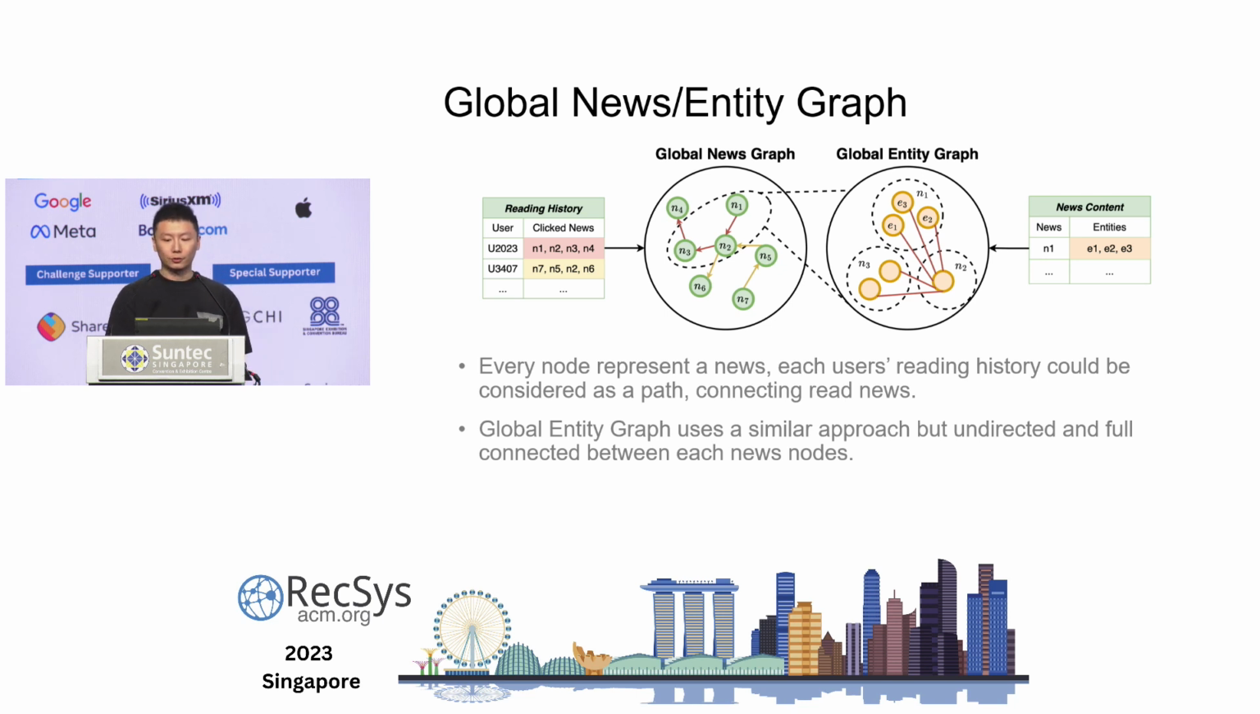In the second part, I will introduce how to construct the global news graph and the global entity graph. We treat each news article as a node, and each user's reading history as a path, connecting news nodes in the order they were read. The weight of the edge depends on the frequency of the connections. Similarly, we connect the entities within news articles based on the same path. However, to capture broader relevant connections, we use undirected edges and fully connected entity graphs. Later, we will discuss the impact of different graph construction methods.